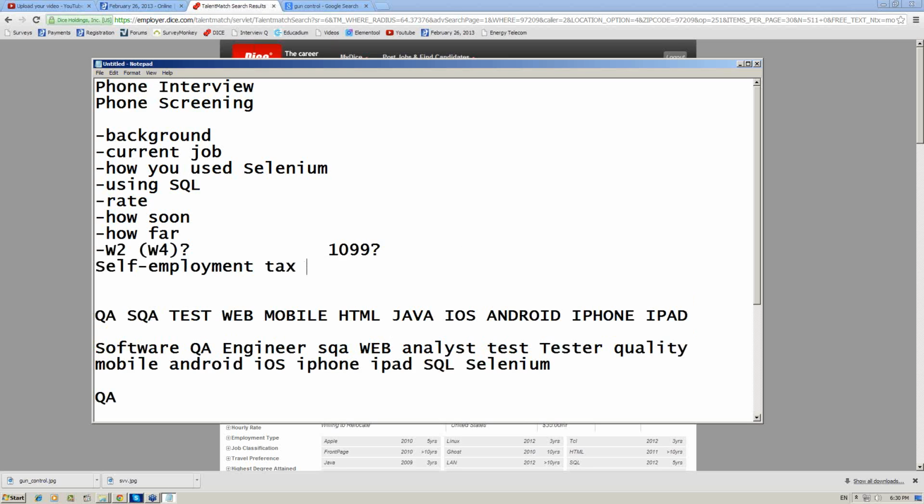Self-employment tax is 15%. So if you work on 1099, you are responsible for 15% self-employment tax. You will pay the tax eventually. On W-2, you pay 7.5% and your employer pays another 7.5%. So basically you pay less taxes that way.